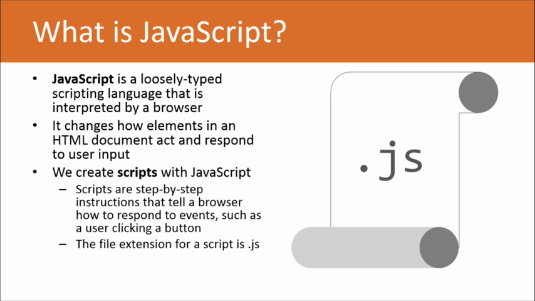JavaScript is a loosely typed scripting language that's interpreted by a browser. And loosely typed means it's not super rigid. You don't have to declare a bunch of file types and other things along those lines. I won't get too far into that programming jargon because it can definitely bog down all the wonderful things that we're doing here today. It's an entirely different course, in fact. But it changes how elements in an HTML document act and respond to user input.